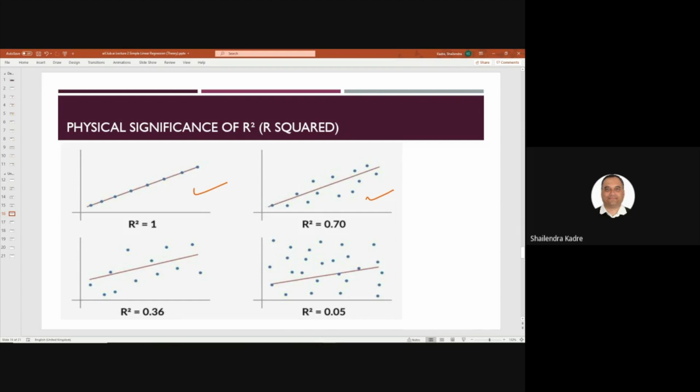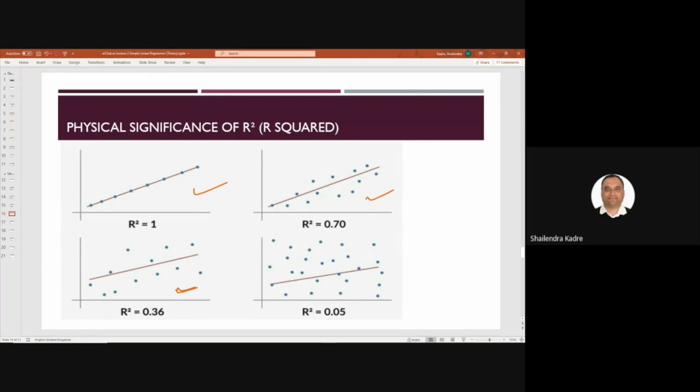It fits somewhat, not exactly, but close to fitting. Okay, it is fitting, but not very exactly. So it is R squared 0.70. Now you see the third one. All points are scattered all over. The fit is worse than the second one. Okay, so it is R square equal to 0.36.